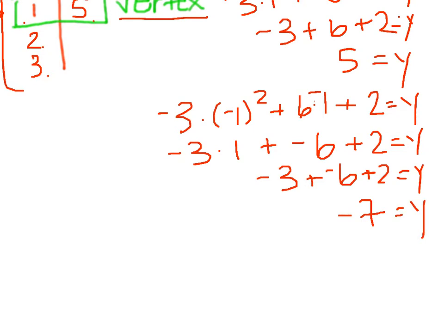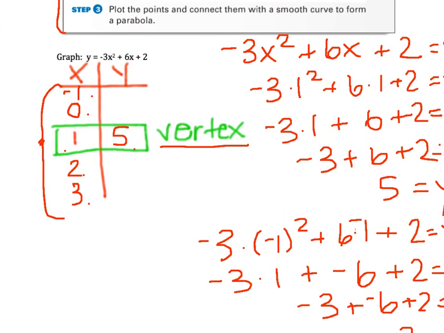Okay, I'm going to go back up to my table. My input value was negative 1. My output was negative 7. So I'm going to put that right here.